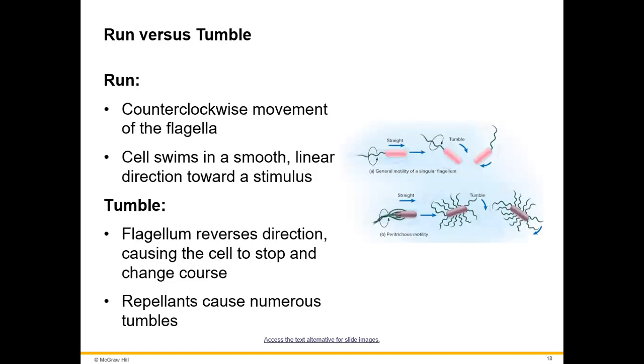So run versus tumble. The flagella rotates in a counterclockwise movement, and it can move in a straight line. If it senses something it wants to get away from, it rotates the other direction and starts to tumble. And once it's facing the other way, it can start moving away. And this just shows you a monotrichous bacteria and a peritrichous one that has lots of flagella all over.